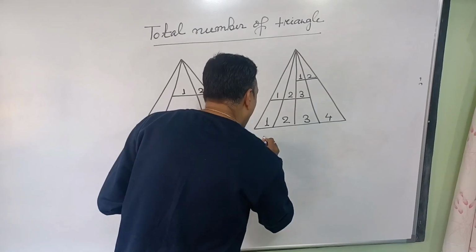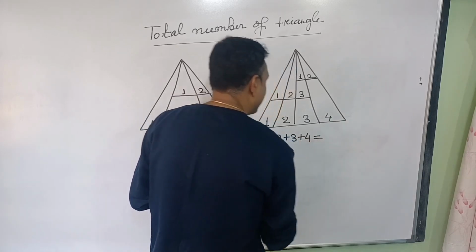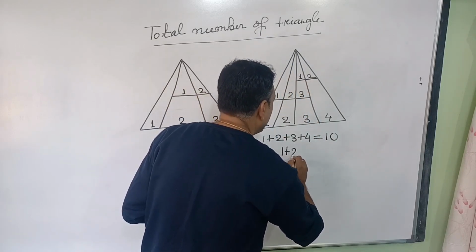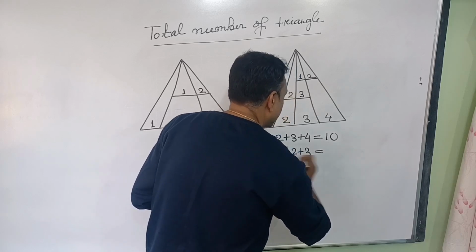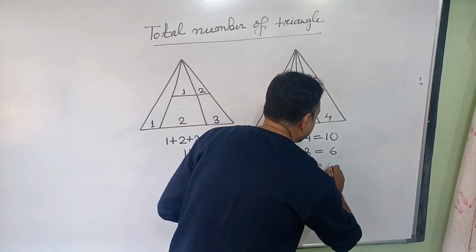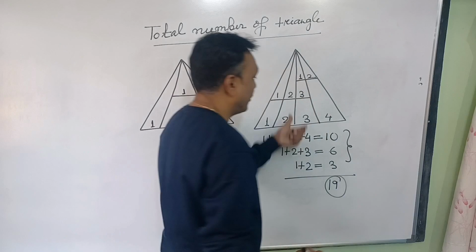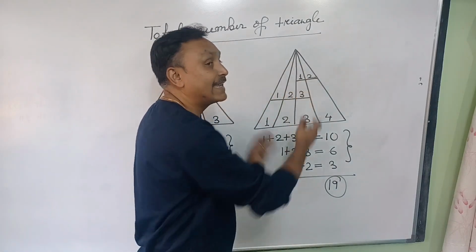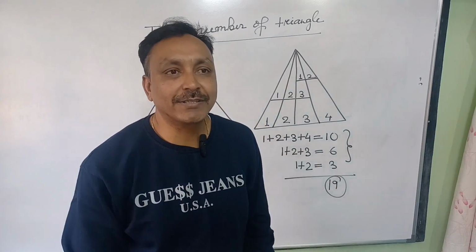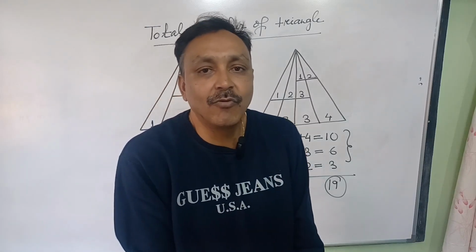This is the technique. 1 plus 2 plus 3 plus 4. How much is it? 10. Then 1 plus 2 plus 3, this is 6. Then 1 plus 2, that is 3. So if we add up, you will get 19. So in this particular figure, there are 19 triangles. Within a very short time, within a second, you can find the answer. It is really going to be very helpful for the students.